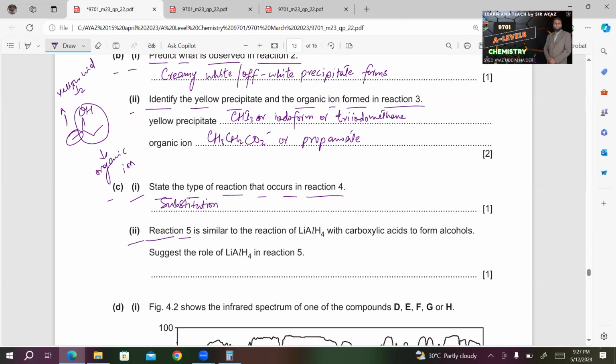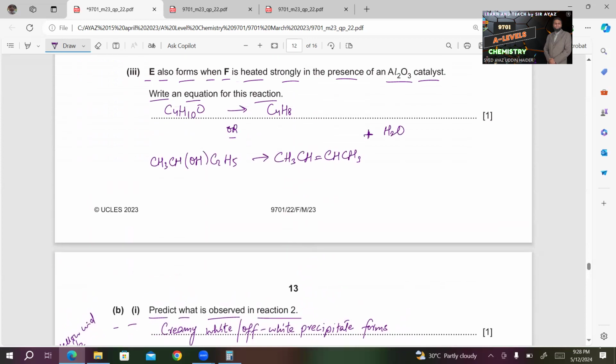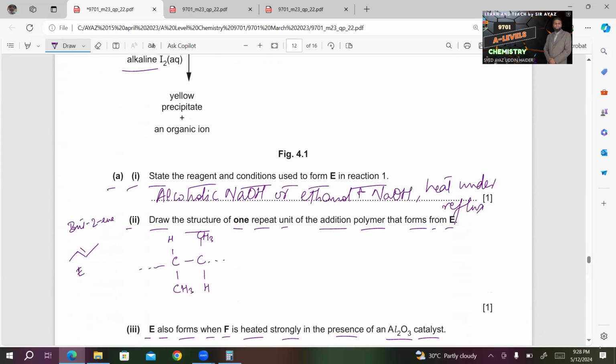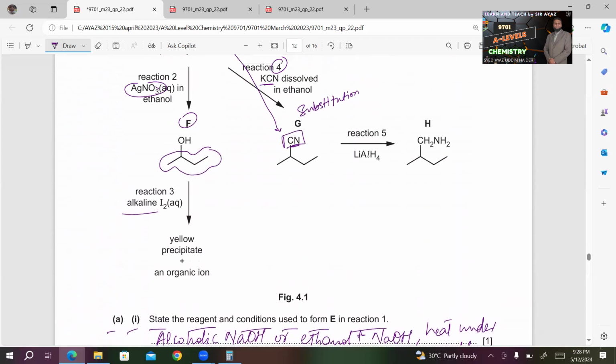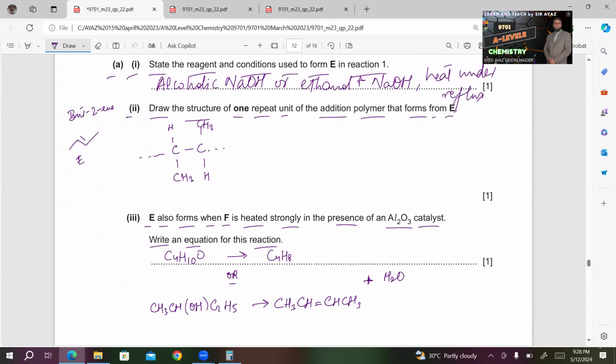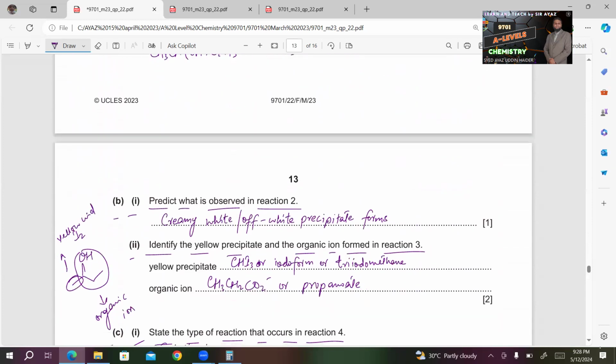Number 2, reaction 5 is similar to the reaction of LiAlH4 with carboxylic acids to form alcohols. Suggest the role of LiAlH4 in reaction 5. So it's definitely acting as a reducing agent. Where's reaction 5? Here's reaction 5. You see it's reducing CN to CH2NH2. So write reducing agent here.